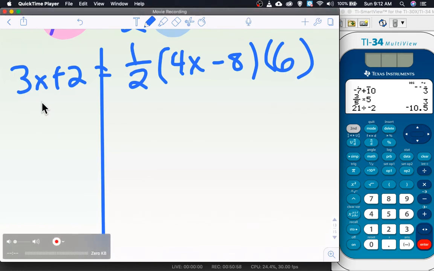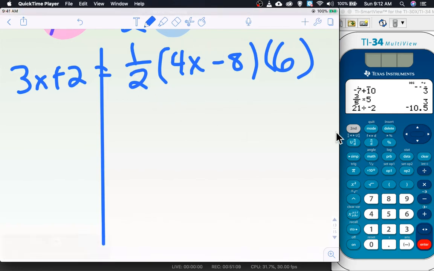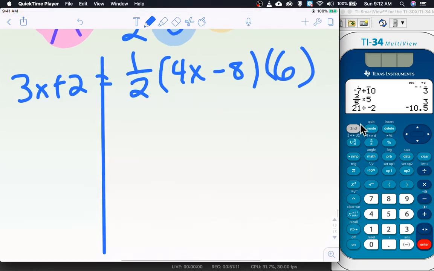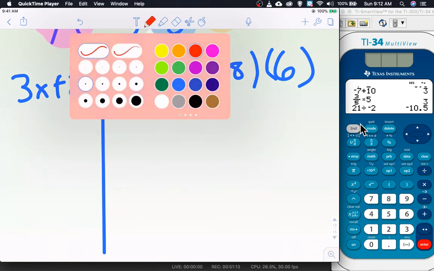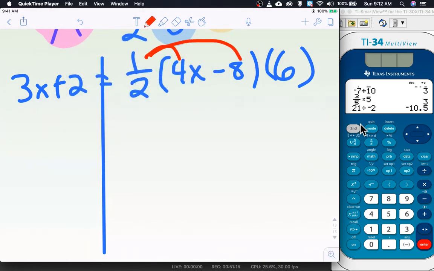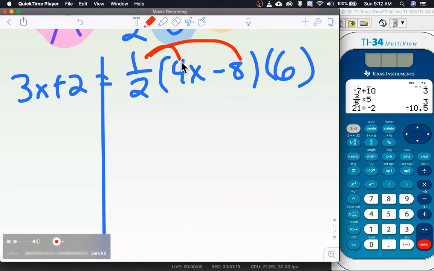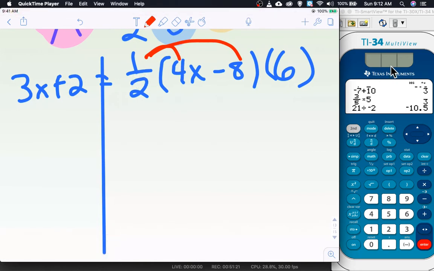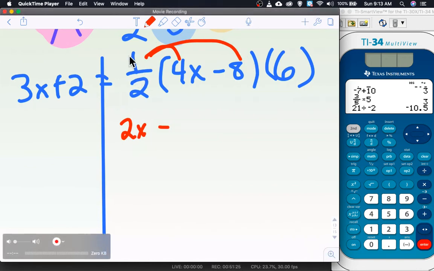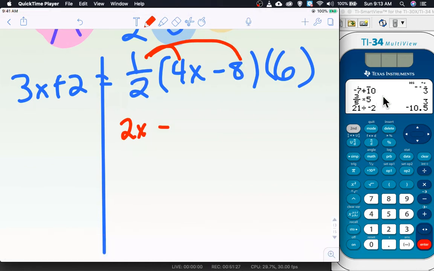So I'm looking on the left, 3x plus 2. There is nothing to do there. I can't combine, I can't distribute. I really pretty much have to simplify this right-hand side a whole bunch. What I would do is start by distributing. Let's start getting rid of some parentheses. Half of 4x is 2x. Half of minus 8 is minus 4.